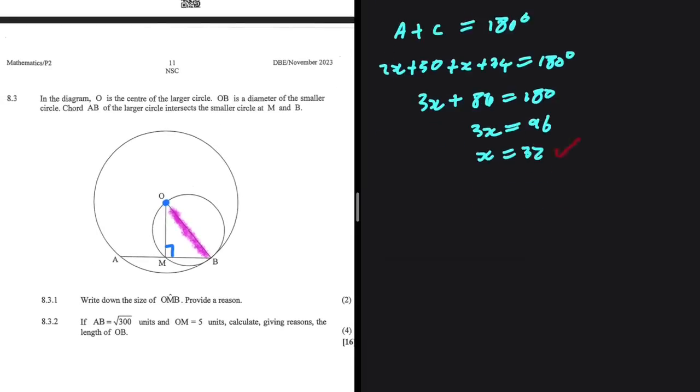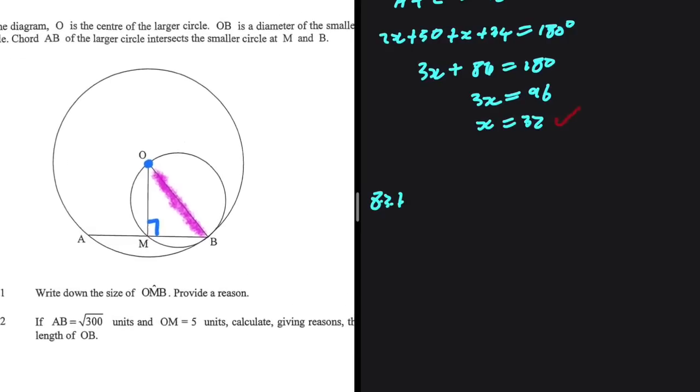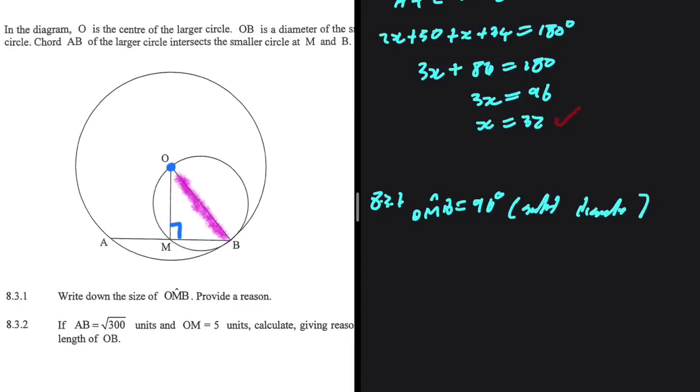Let's look at the questions. We want to find 8.3.1, write down the size of angle OMB. Like I've said, angle OMB is equal to 90 degrees. That is because it is subtended by a diameter at the circumference of a circle. So it should be 90 degrees.